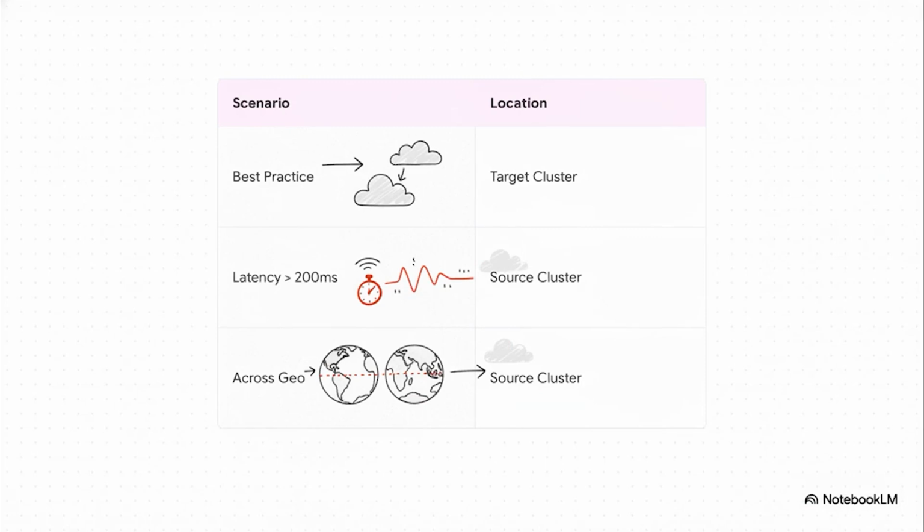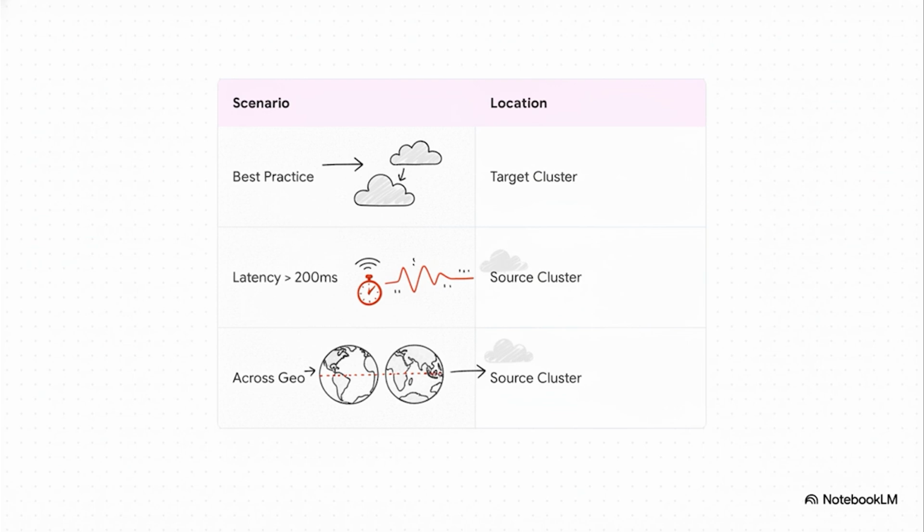By default, as a standard best practice, the Move appliance must always be deployed on the target cluster, the destination AHV or NC2 environment, unless you hit one of 2 exceptions. If the latency between your source and target is strictly greater than 200 milliseconds, or if your source and target are across distinct geographic locations, only then do you deploy Move on the source cluster.